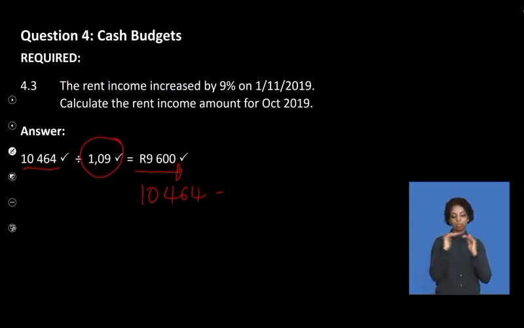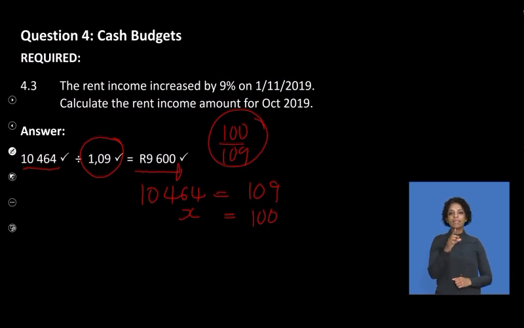10,464 is equal to 109%, right? Because it includes the increase. Therefore, the 100% would be your unknown. Clearly, you can see your calculation will be 10,464 times 100 divided by 109. So 100 divided by 109 will give you the 1,09, which I'm explaining to you why we're using. And that's your final answer, namely 9,600. Okay, next one.